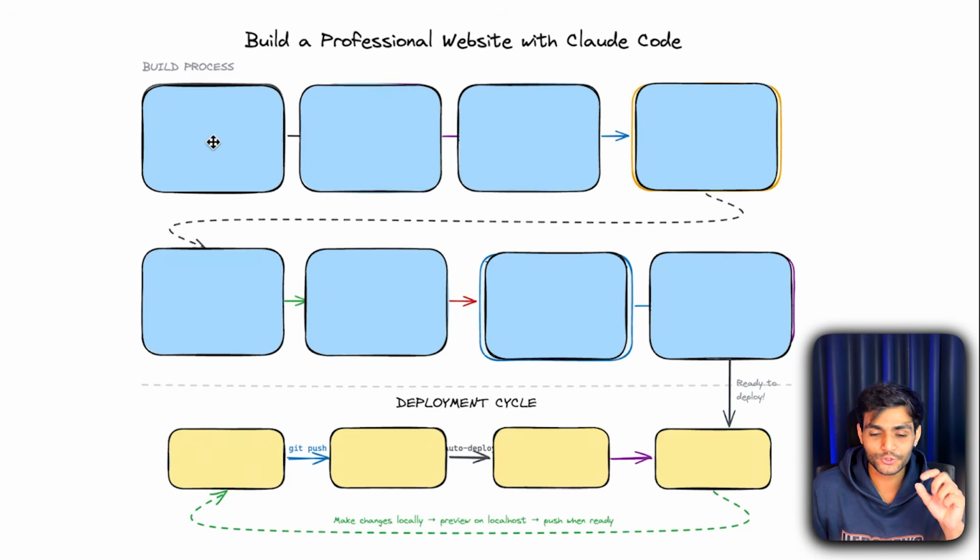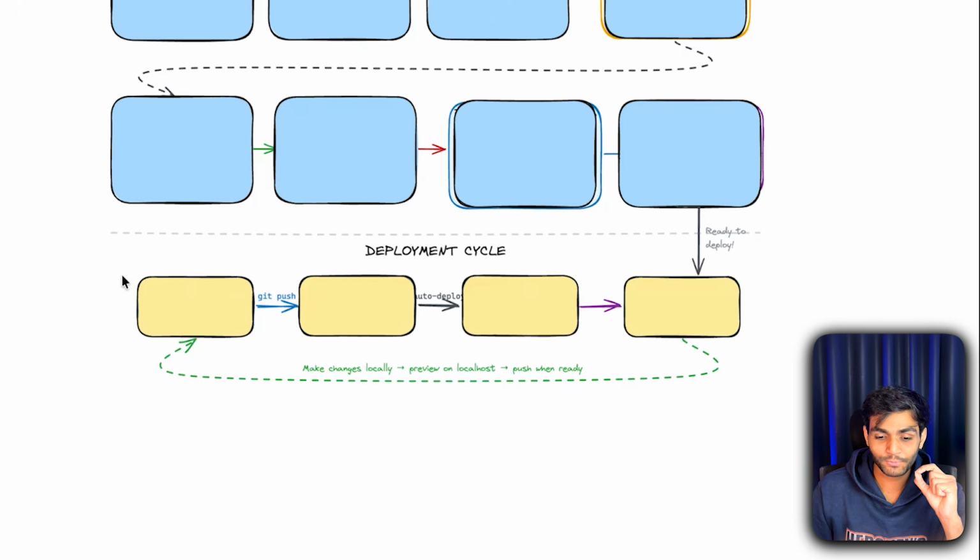So in today's video, I'm going to show you the 8 different steps without any coding knowledge. Without even writing a single line of code, you're going to build a professional grade website. And not only that, we will deploy the website to the internet so that anyone in the world can access your website.